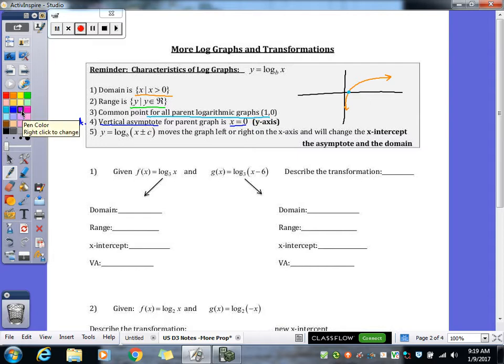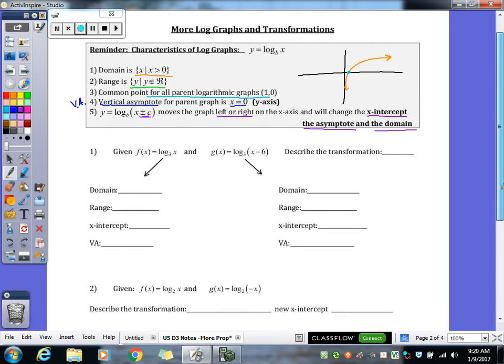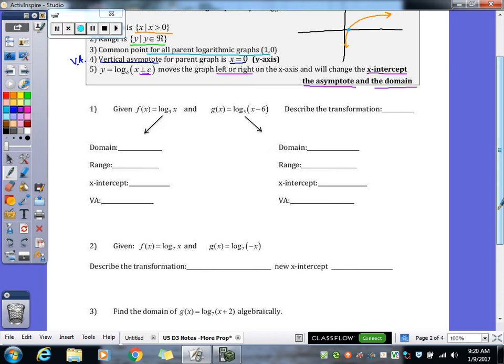So if you have a number right next to x, remember that moves it left or right, and that changes pretty much everything. That changes your x-intercept, your asymptote, and your domain. You can type it in your calculator and see what the graph looks like, or you can always just figure it out in your head by knowing what the transformation is. So here, given our basic graph, log base 3 of x, this one is a parent graph because it's a very basic form of your log graph.